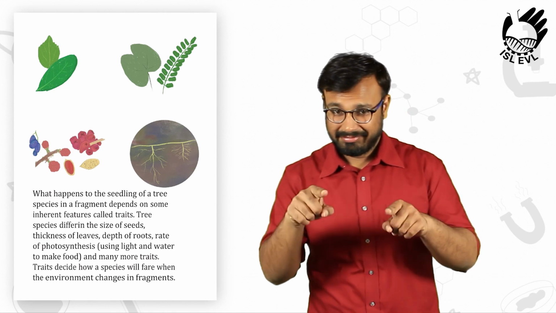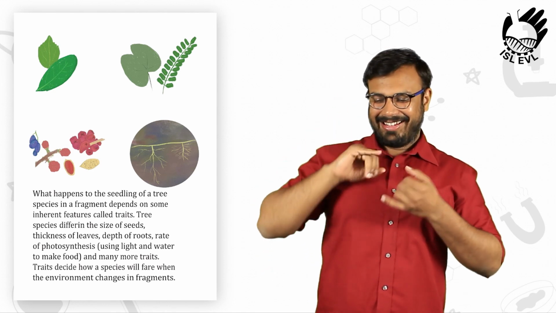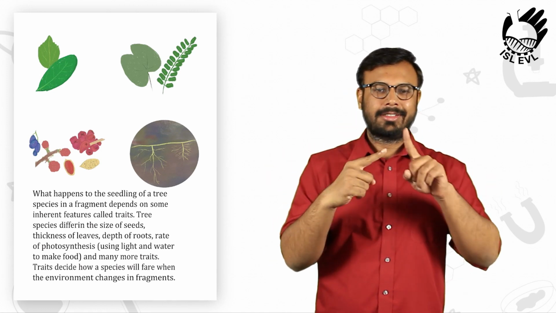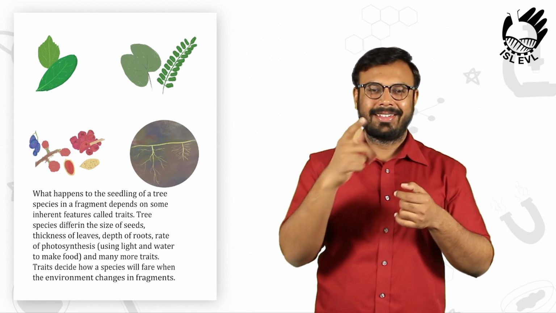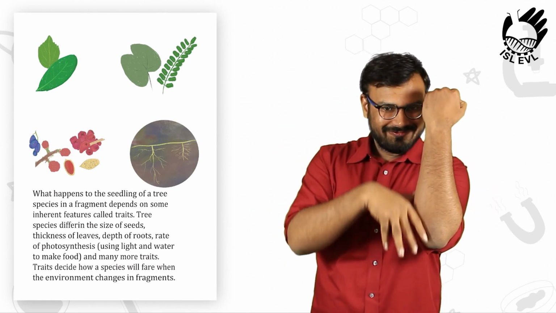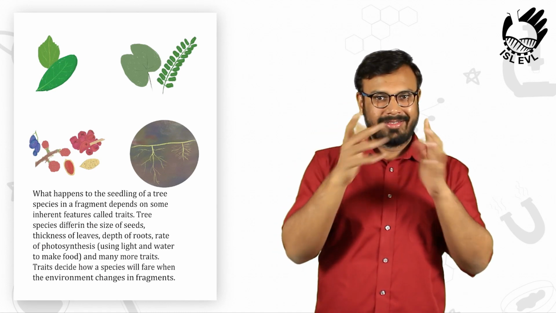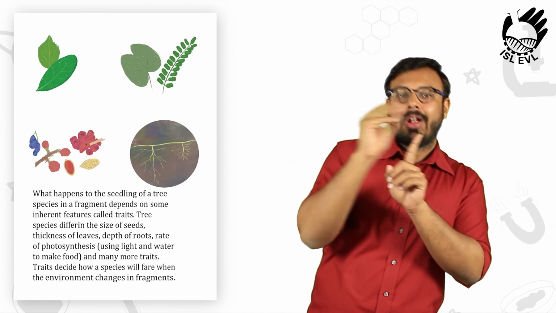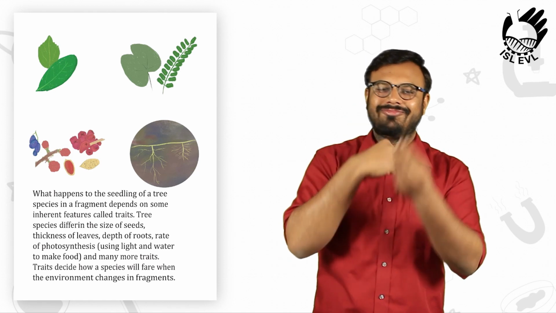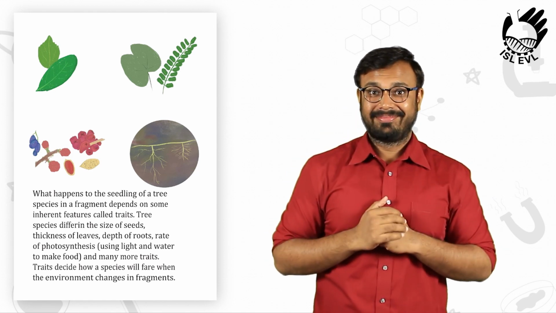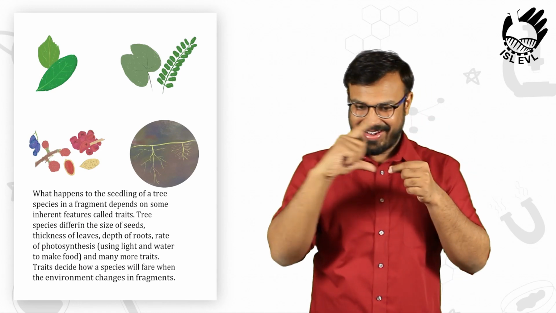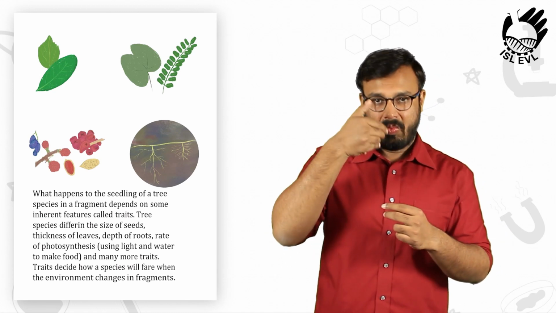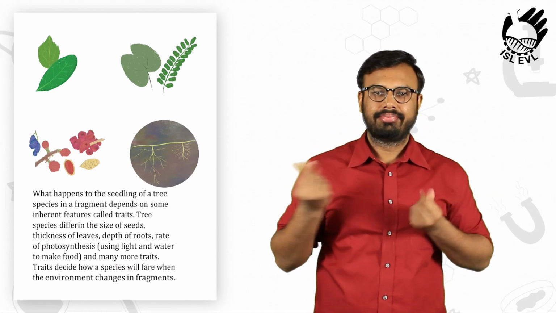What happens to the seedling of a tree species in a fragment depends on some inherent features called traits, like the size of seeds, thickness of leaves, depth of roots, rate of photosynthesis, and many more traits. Traits decide how a species will fare when the environment changes in fragments.